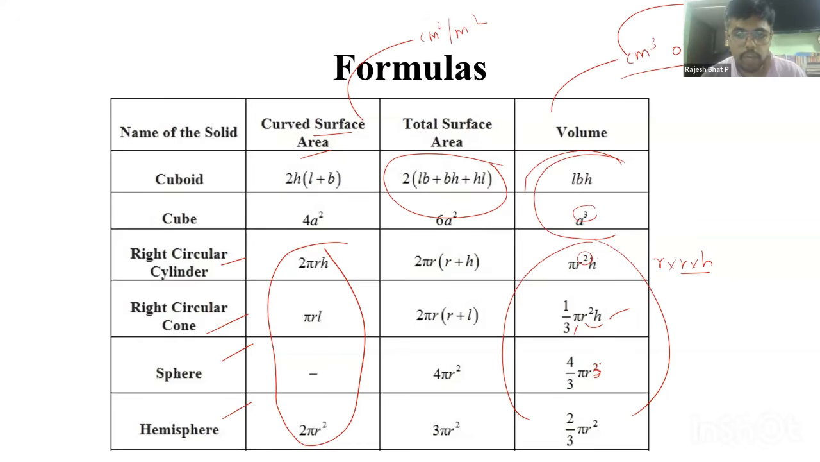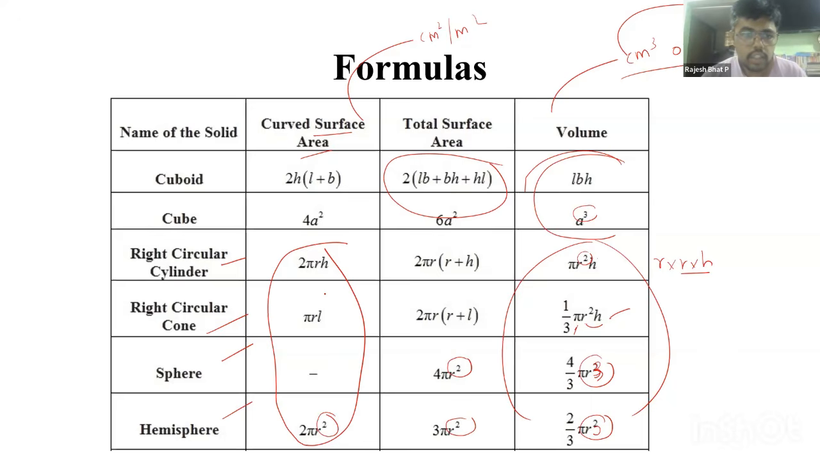It is R cube. 4 by 3 R cube. This is also R cube. 2 by 3, see, three-dimensional. This is also three-dimensional. See, this is two-dimensional. This is two-dimensional. Why? Surface area is two-dimensional.